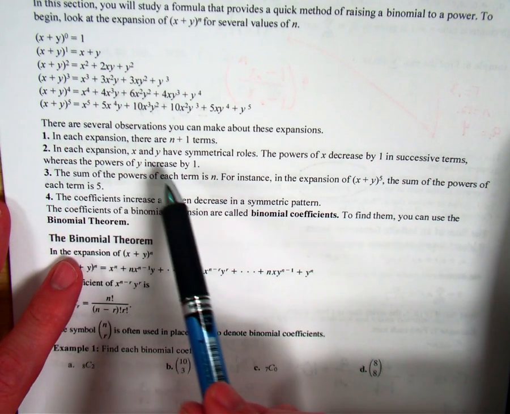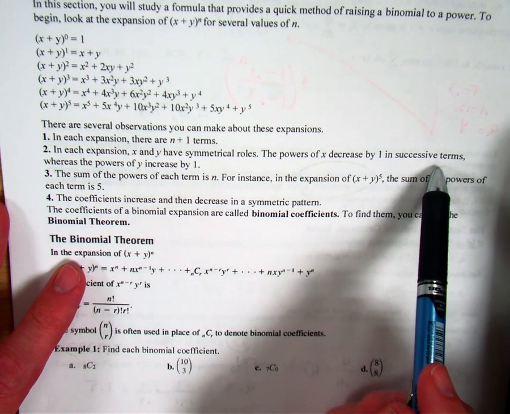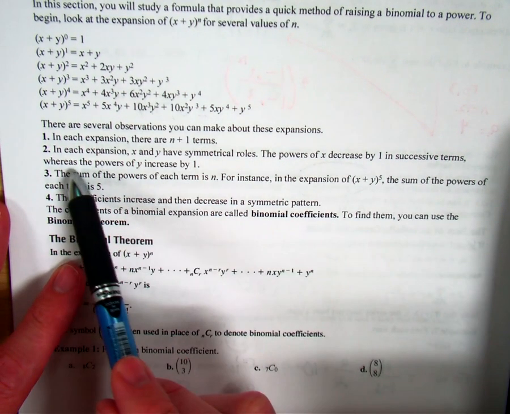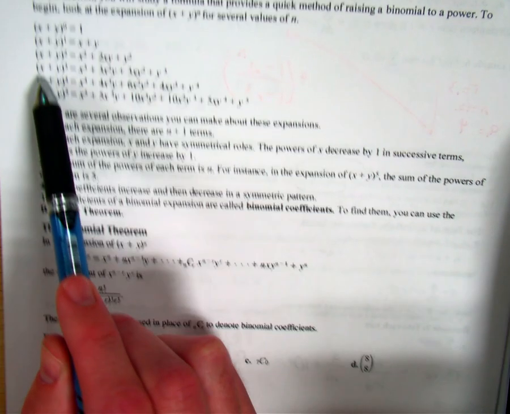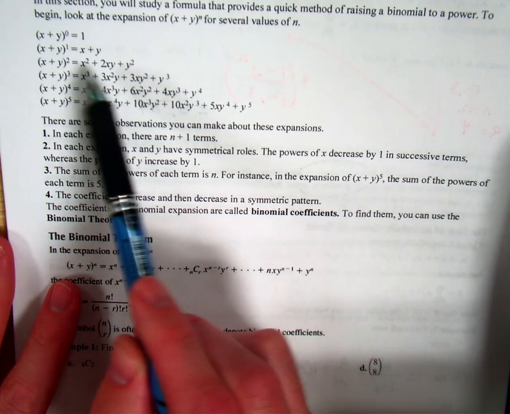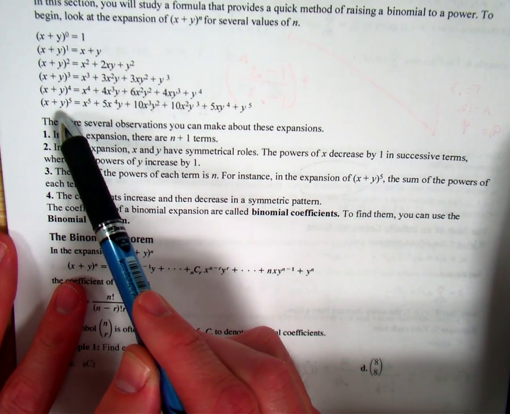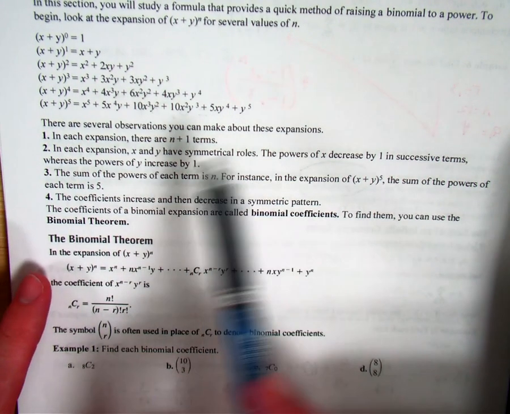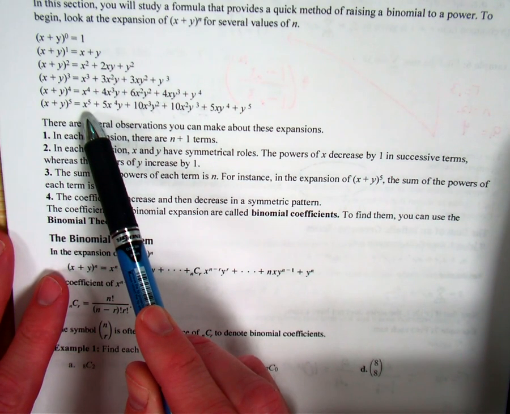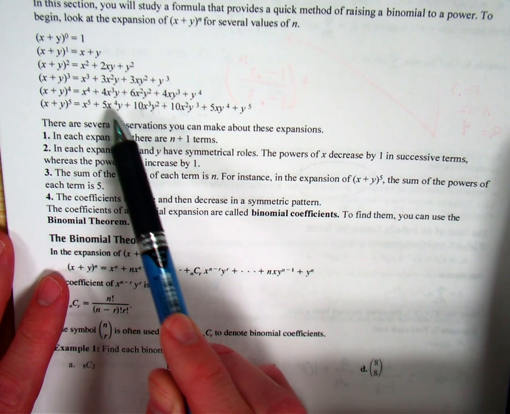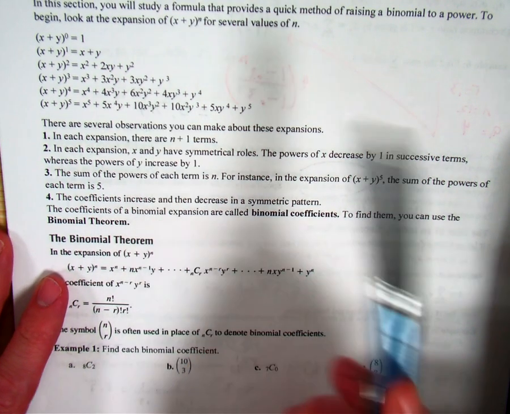In each expansion, x and y have symmetrical roles. The powers of x decrease by 1 as we move on, and the powers of y increase by 1. And that's just because whatever one's in front is going to be the one that decreases. It starts off with the biggest and then decreases, and whatever one's in the back will start off with to the 0 power and then grow as you go. So like to the 5th power, x is to the 5th power, there is no y. And then x is to the 4th power, it goes down 1, and now y is to the 1st. X is to the 3rd power, it goes down 1, y goes up 1 to y squared.